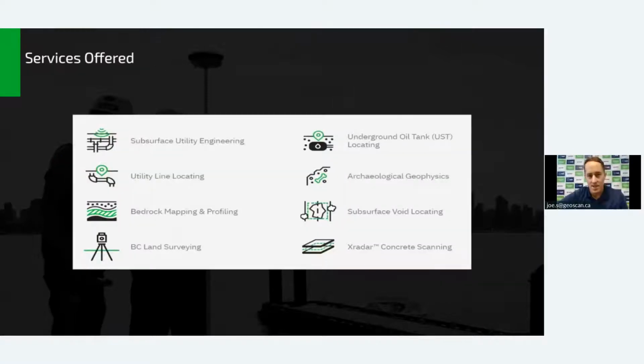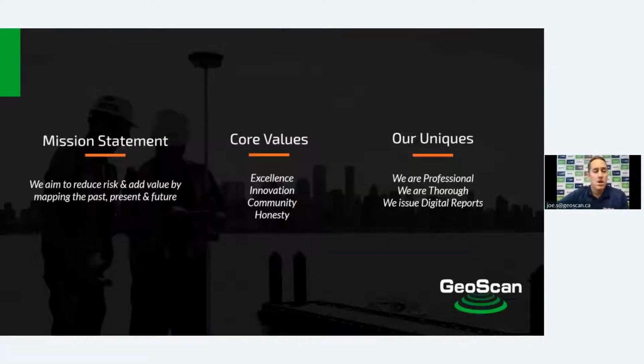So here's a list of the services that we offer as a business. Utility line locating being the topic of choice today. I won't read the rest out, but full range of subsurface surveys as well as the land surveying element. And our mission statement at GeoScan is that we aim to reduce risk and add value by mapping the past, present, and future. So reducing risk and adding value is a key focus here with locating utilities. I'll talk a bit more about the risk in the next few slides.